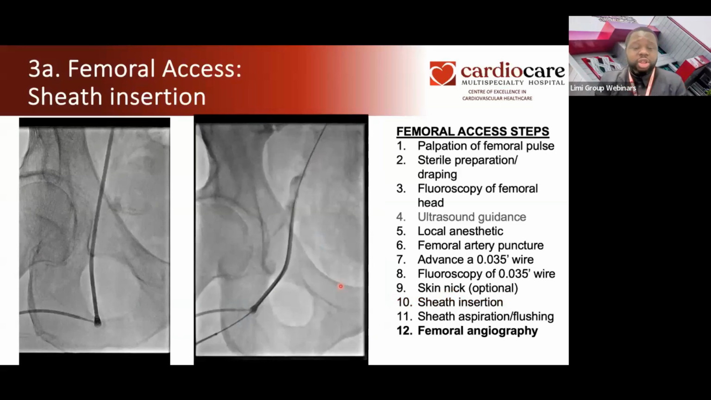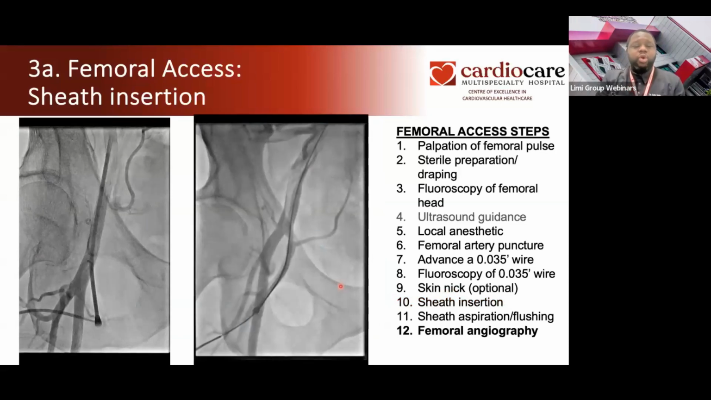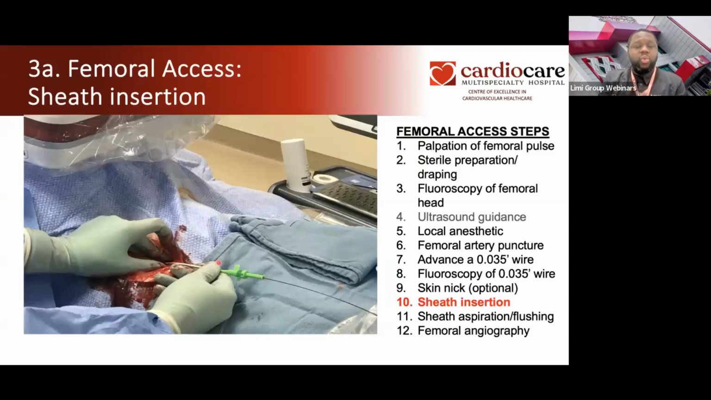Then you flush the sheath. Very important: once you pass it in, you need to flush that sheath. Why must you flush the sheath? You may have carried across debris. There could be a small clot inside, and you don't want to push that clot in. So the first thing is to aspirate the sheath. You need to aspirate at least 3 to 5 mL of blood out and discard it. Then you flush with heparinized saline.